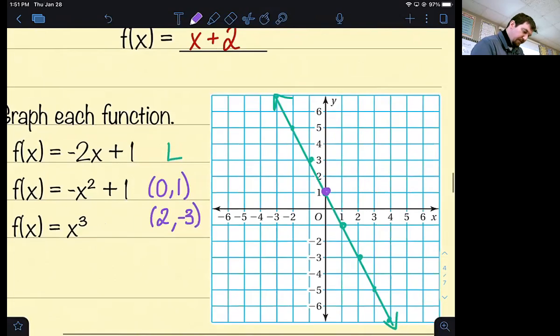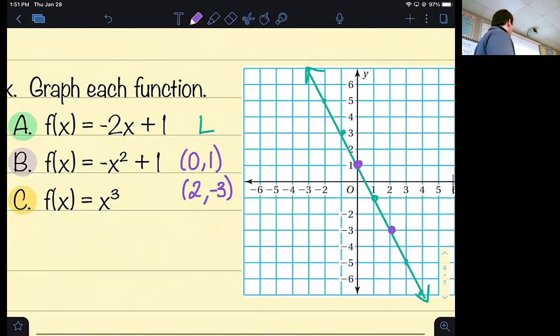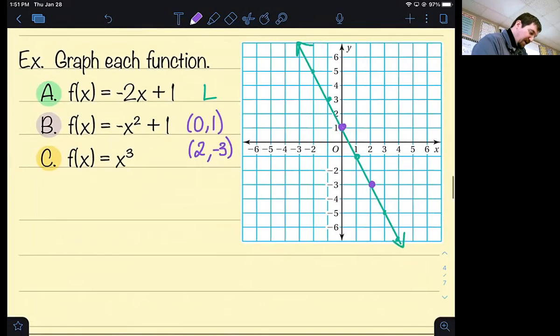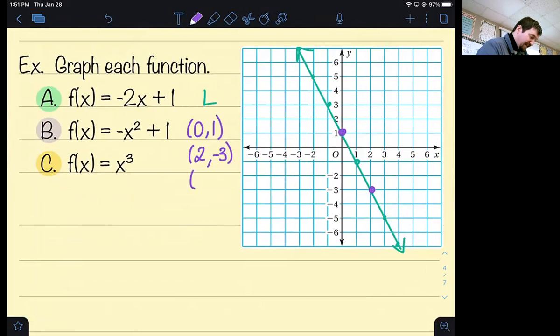So 2, negative 3. It's linear to me. That's the problem, right? No, not linear. You said it wasn't linear, so maybe we should do another point. What if we plug in 6? Oh, that's going to give us too high. I've got to pick a smaller number. Let's just do the next one. Let's plug in 3. What's 3 squared? Make it negative. Negative 9 plus 1. So when I plug in 3, I get negative 8, and that's going to be down, we'll say right there.